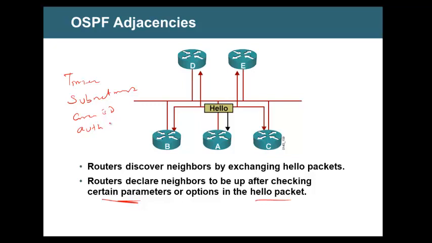What about the priority? Do they need to match? No. See, priority will be sent in the hello packet. Area ID is mandatory, must match. Area ID should match. Authentication type, authentication key or authentication string, subnet mask. These are all mandatory, should match. If any one of these is not matching, the neighborship won't come.